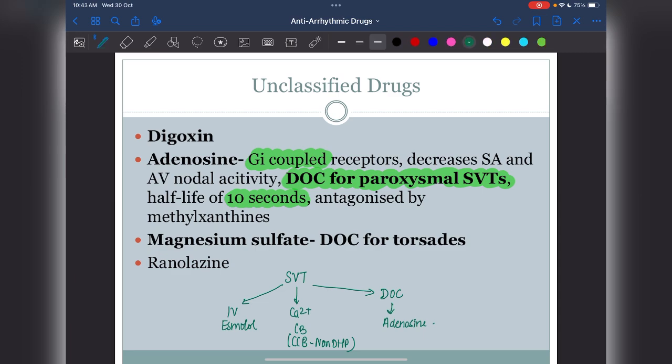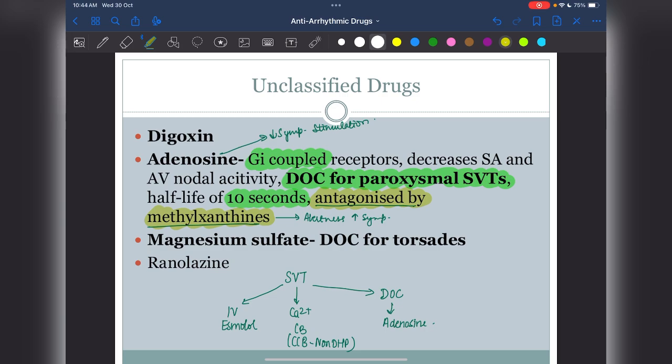Okay, and it is antagonized by methylxanthines. Why? We have just studied that adenosine decreases SA nodal and AV nodal activity, meaning it is decreasing sympathetic stimulation. While we know the drugs in methylxanthines like theophylline and caffeine cause alertness. They increase the sympathetic stimulation. So that is why adenosine is antagonized by methylxanthines. This is one of the important points that can be used in a question stem in your exams, and especially on USMLE Step 1. They are antagonized by methylxanthines.